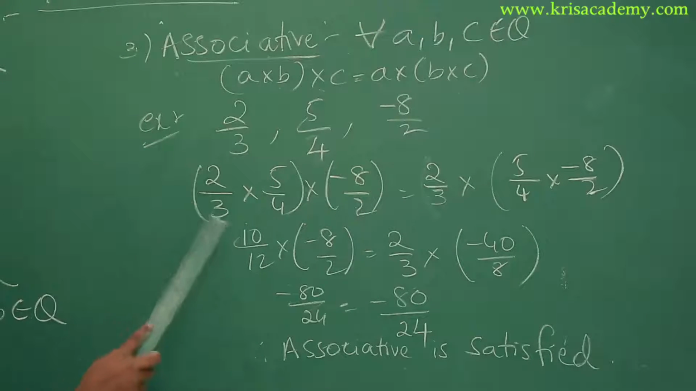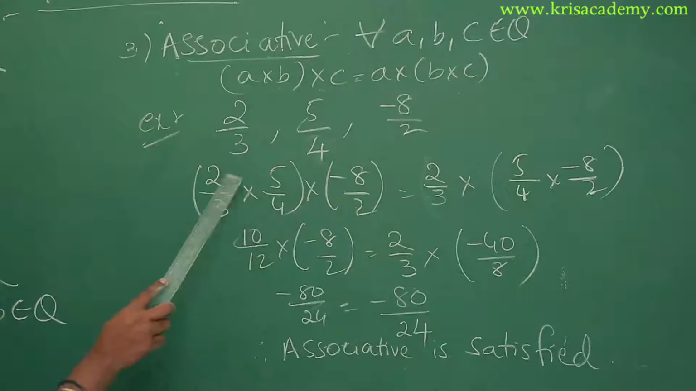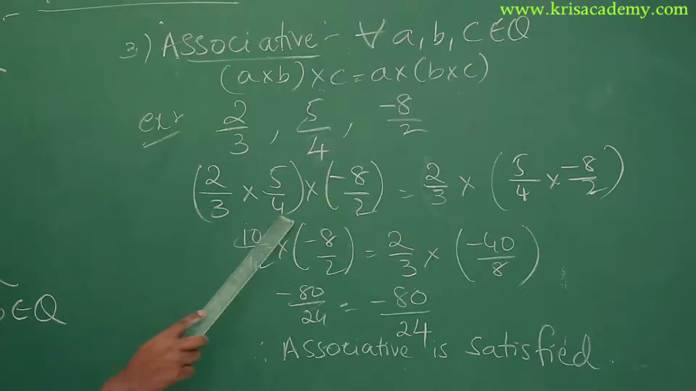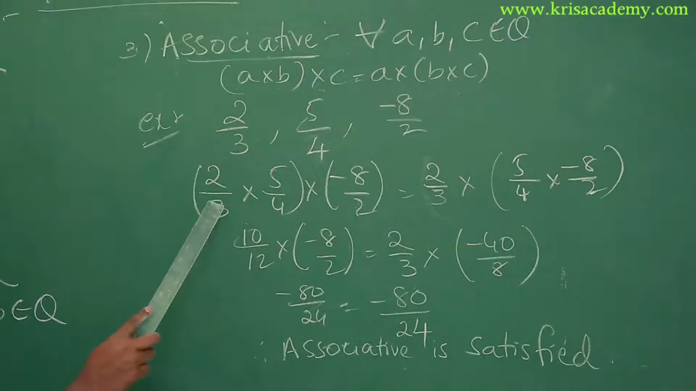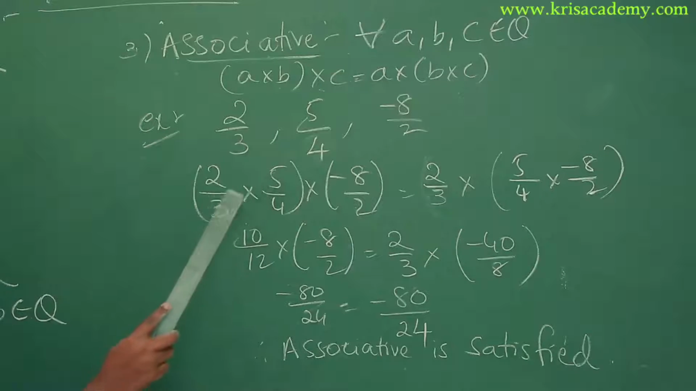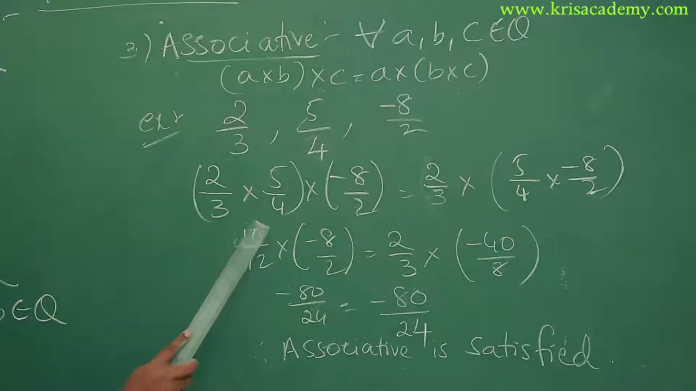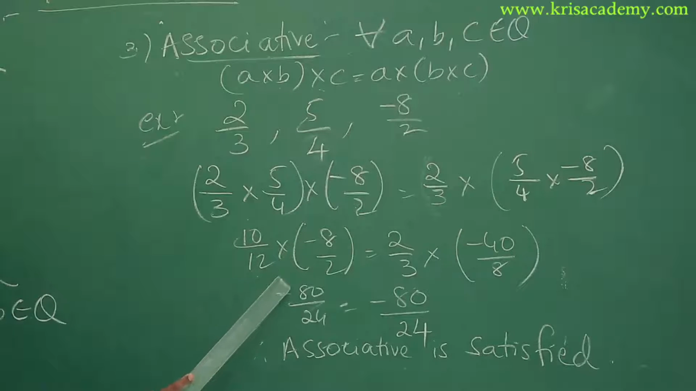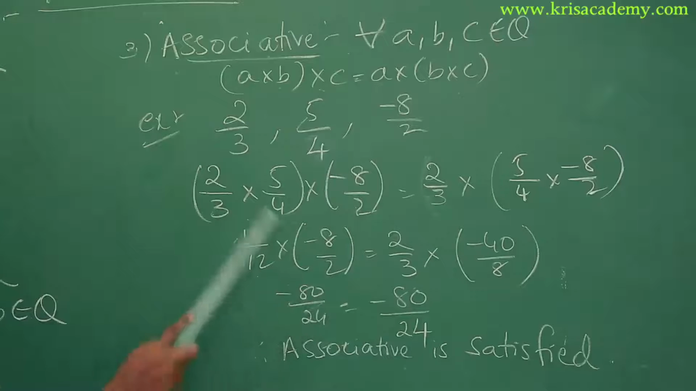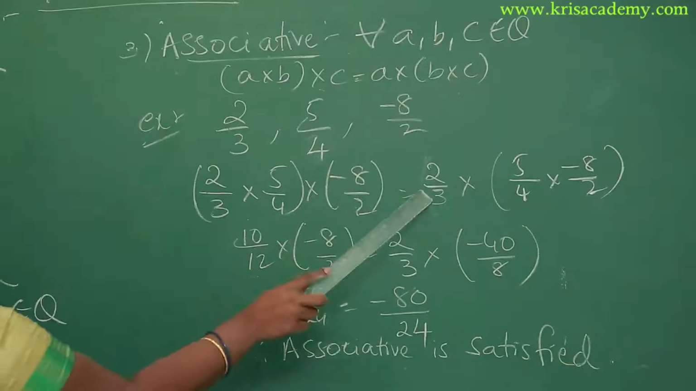So first multiply the terms which are in the brackets. 2 5s are 10, 3 4s are 12. Here multiplication also numerator, numerator, denominator, denominator. Now what values we got? 10 by 12. Multiply, plus into minus, minus, 10 8s are 80, 12 2s are 24. This is your LHS. Now comes to RHS.